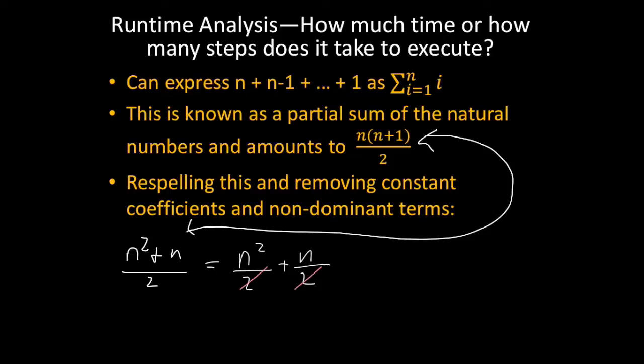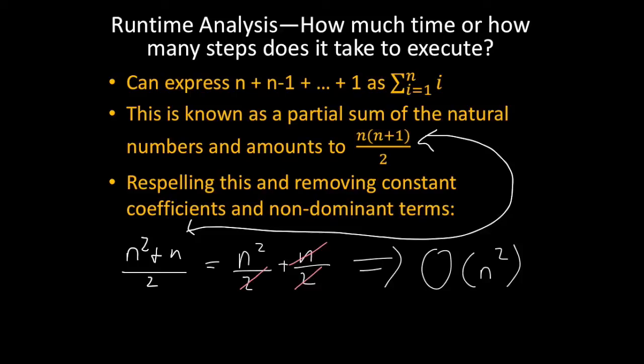And now we see which of these terms dominates. So if we keep on plugging in larger values for n, we note which term increases faster. That's going to be the quadratic term. So we can omit the linear term. And thus, we have determined that this algorithm runs at O of n squared.